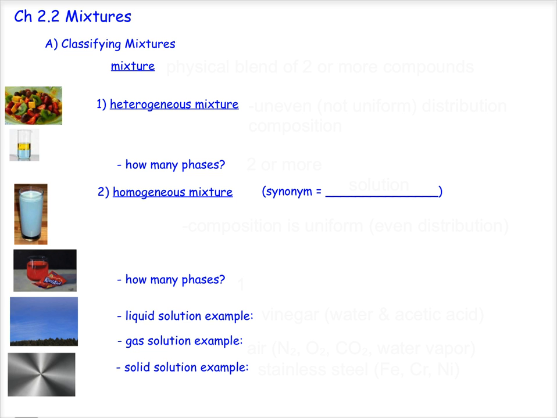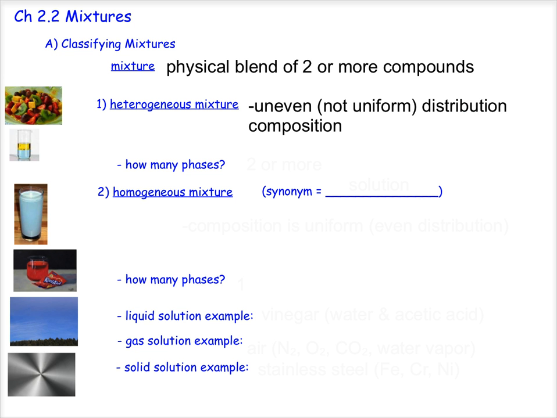So first we're going to take a look at mixtures, classifying mixtures. A mixture is a physical blend of two or more compounds, or could be two or more elements, or some combination of compounds and elements. Now when you have a mixture, they can either be mixed unevenly or that mixture can be mixed evenly. If you have an uneven mixture, this is what we call a heterogeneous mixture.